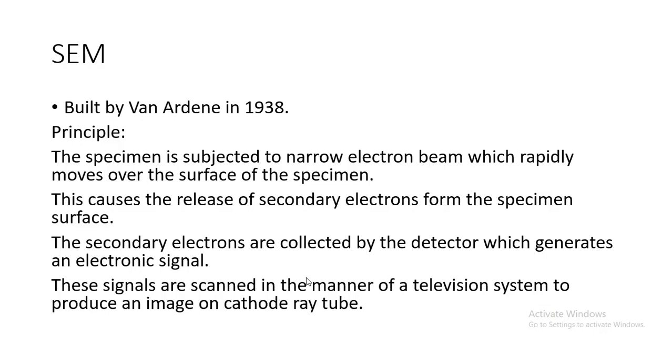Our next method is SEM, which is also called scanning electron microscopy. It was built by Van Erden in 1938. Now, the principle behind working of SEM is that the specimen is subjected to a narrow electron beam which rapidly moves over the surface of the specimen. This causes release of secondary electrons from the specimen surface.